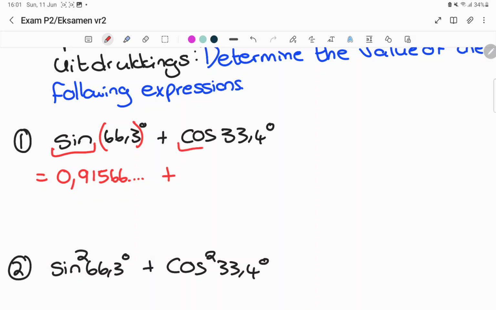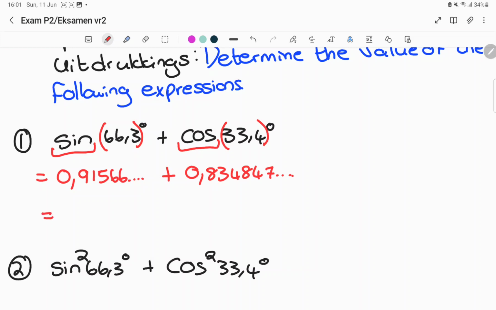Alright, then we're going to do the same with a cos. So press your cos button. Then it's automatically going to give you a bracket. Then you're going to put in your 33,4 into the bracket. Close the bracket, equal sign, and that will give you 0.834847, etc.